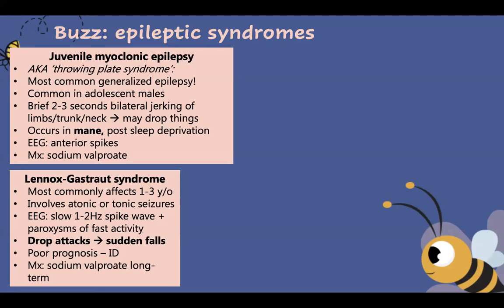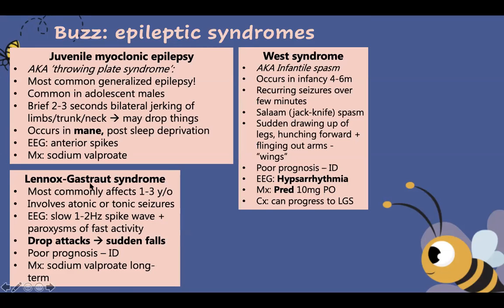We have Lennox-Gastaut syndrome. This commonly affects very young children and has a very poor prognosis. I think 85% of them have intellectual disability, so it's actually one of the sad syndromes. What happens is they have a drop attack. In the question, it'll say they just suddenly fell. They have to be on treatment quite long term. With some of the others, if they're seizure free for 2 years, they can slowly wean off the medication, but they really can't for this syndrome.